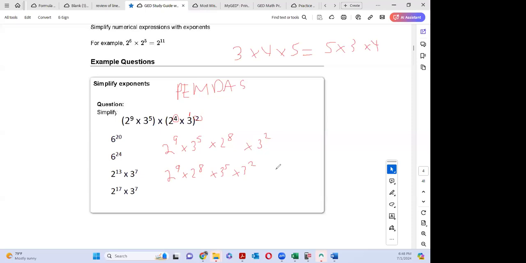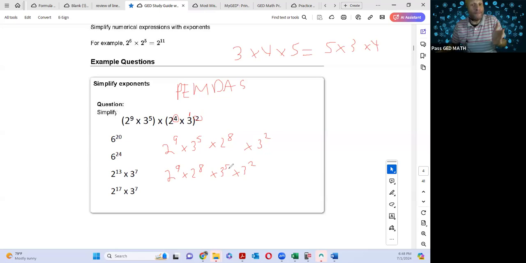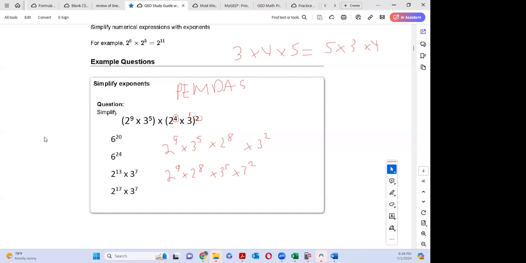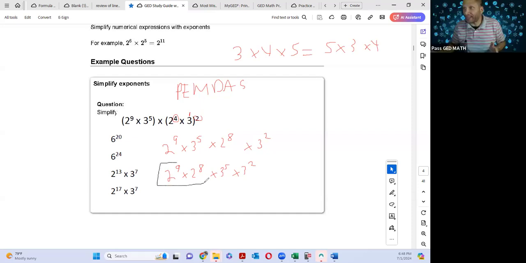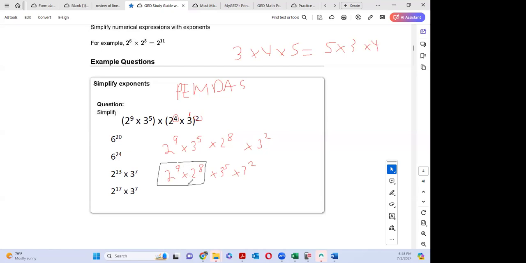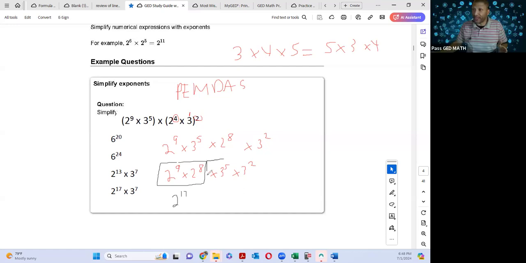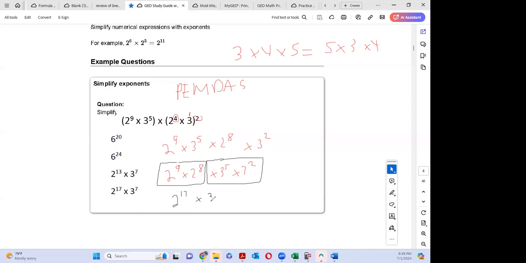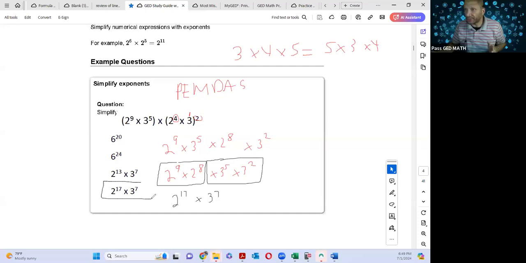Okay, now, remember your exponent rule. If I'm multiplying, with the same base, I must add the exponents. So what is 9 plus 8? It's 17. Same thing here. They both have a base of 3, and I'm multiplying them together. What's 5 plus 2? 7. There's your answer.